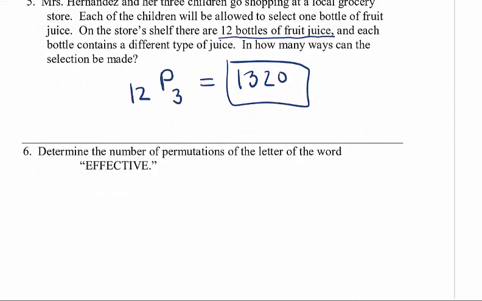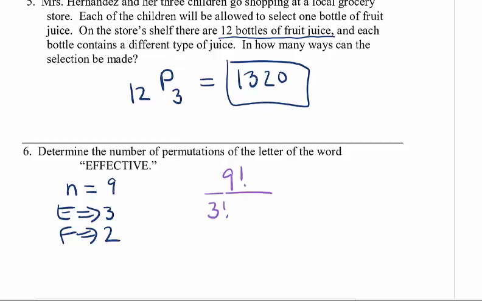Last one, number 6. It says how many ways of permutations can you get? So this is a piece where we have duplicate items. So we have 1, 2, 3, 4, 5, 6, 7, 8, 9 letters. And then my E repeats 1, 2, 3. My F repeats twice. The C doesn't repeat. The T doesn't repeat. The I doesn't repeat. So now I'm going to start with the total amount, which would be 9 factorial.